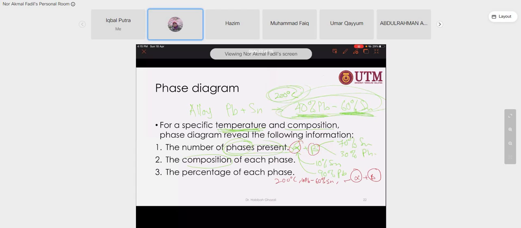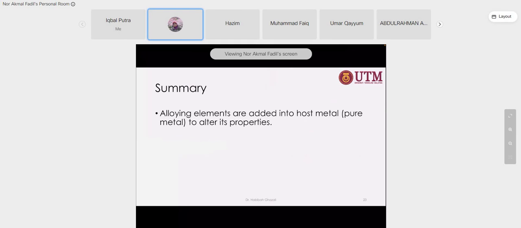So the total is of course 100% of the alloy. Now, the percentage of each phase. For example, at this temperature, you can determine that you get 70% alpha and 30% beta. We can do it. I'll teach you how to determine it later in the next lesson.